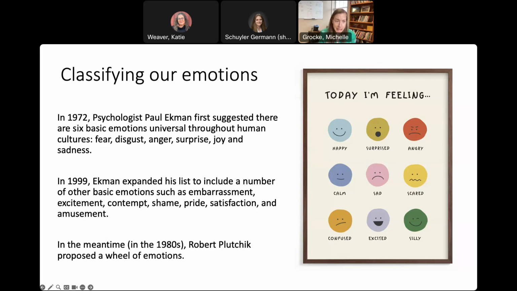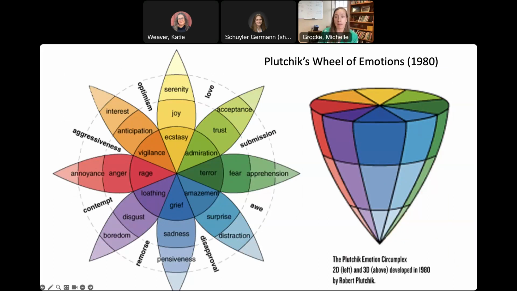But in the meantime, a scholar by the name of Robert Plutchik, who's a psychologist as well, came up with what you might have heard of before, the Wheel of Emotions. This was published in 1980. You can see on the right, this model is often interpreted as a 3D depiction. And on the left, if you were to open that wheel, it looks like this beautiful flower, with multiple colors and multiple emotions labeled.